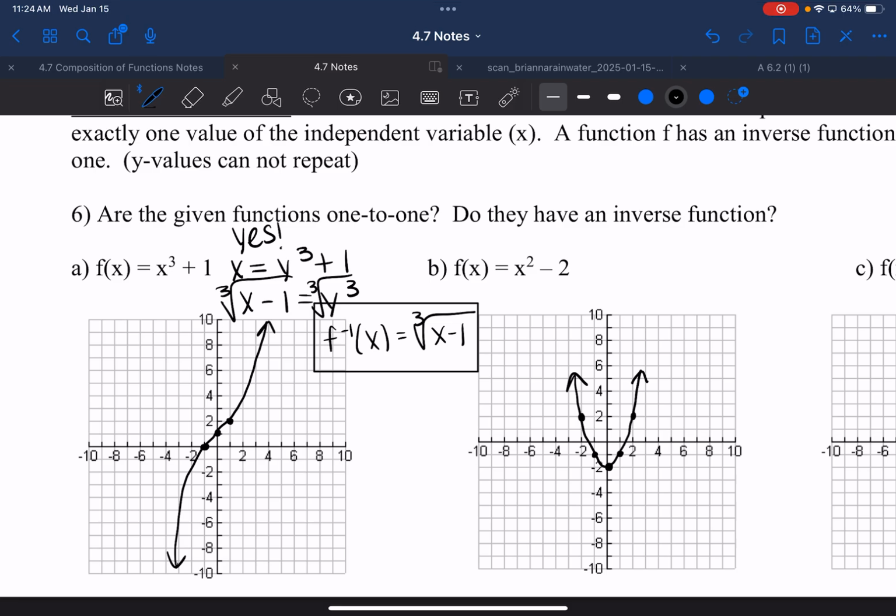So what do we think? Is it going to pass the vertical and horizontal line tests? It passes the vertical, but doesn't pass the horizontal, which is the important part, right? Because those are going to be the ones that switch. So we would say that this one does not have an inverse. Okay?